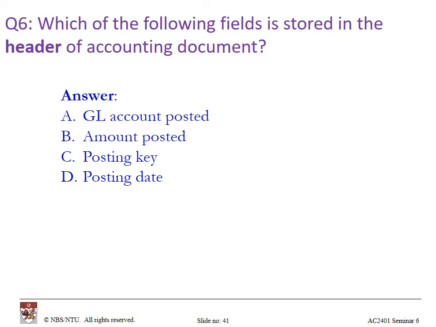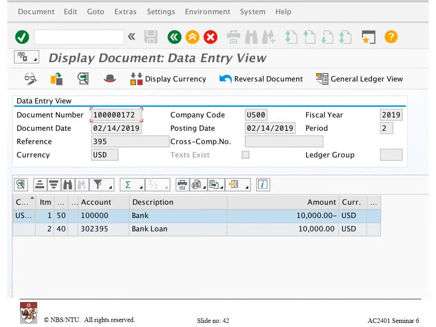Question 6. Which of the following fields is stored in the header of an accounting document? The options: GL account posted, amount posted, posting key, posting date. The answer is posting date. As can be seen in this screenshot of a display document window, the document date is shown in the header.